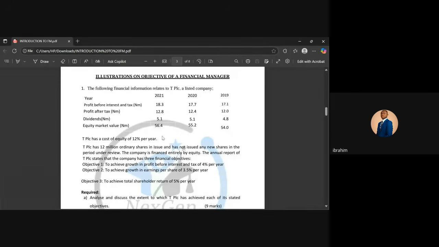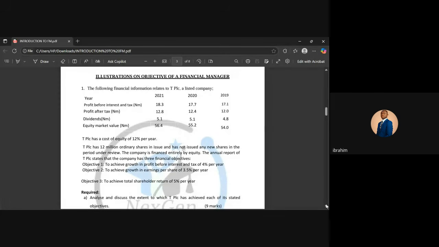So you need to use what? Trend analysis. Now, what is trend analysis? New minus old over old. Now, 2021, 56.4 minus old, 55.2, divided by 55.2, plus the dividend of 2021 will now give you, oh, do we actually achieve the total shareholder return of 5%?